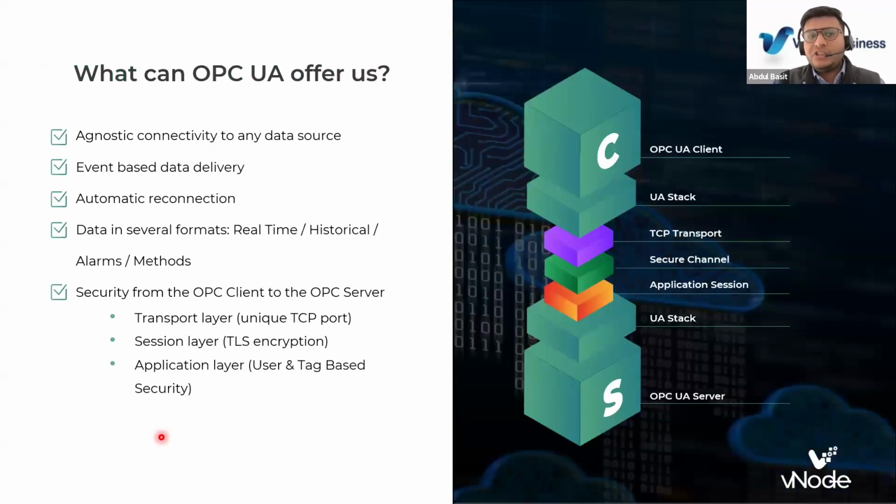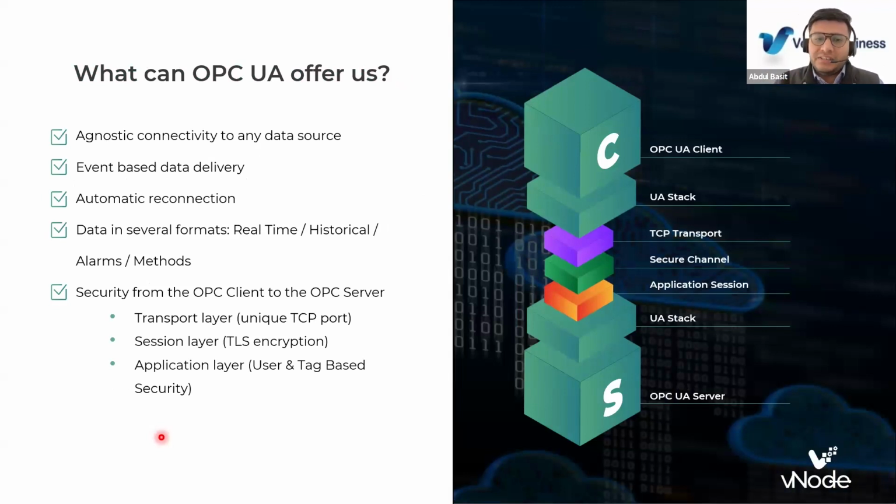Okay. So what can OPC UA offer us? Number one, it offers agnostic connectivity to any data source. For example, you want to collect the data from your devices, from your PLCs, your DCS, so we can use OPC UA. Okay, it can be an event-based delivery, or it can also give the data in multiple formats.